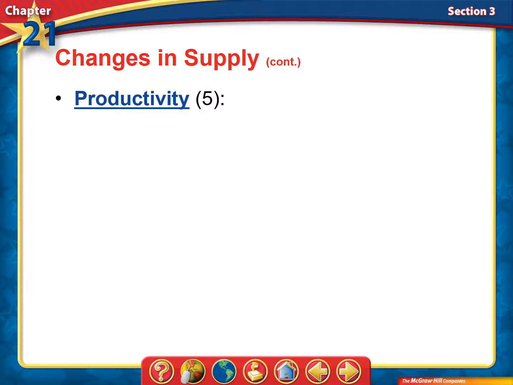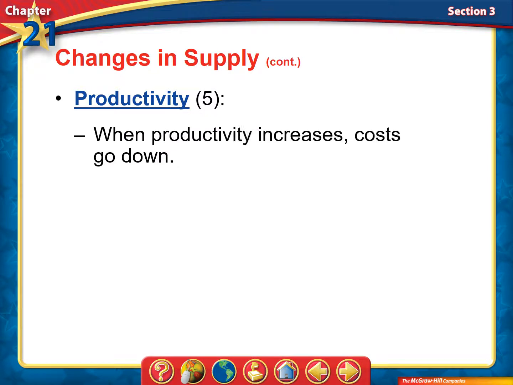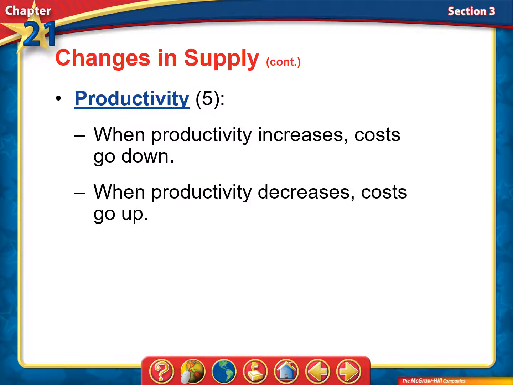Productivity. So when productivity increases, costs go down. When productivity decreases, costs go up. Henry Ford didn't invent the automobile. He made it cheaper. How did he make it cheaper? He invested in labor. He maximized efficiency in production. He made more cars with less money than anyone in the world had been able to previously. And that's why he's a household name. He emphasized productivity in production.